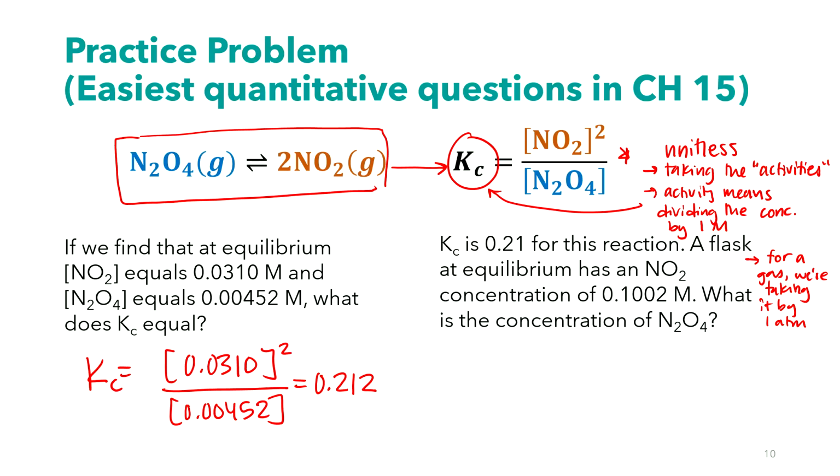All right? So do the second part here. So this is the other easy type of question that you might see: the Kc, I give that to you, and then I give you one of the equilibrium concentrations and ask for the other one. So just make sure you set that up.